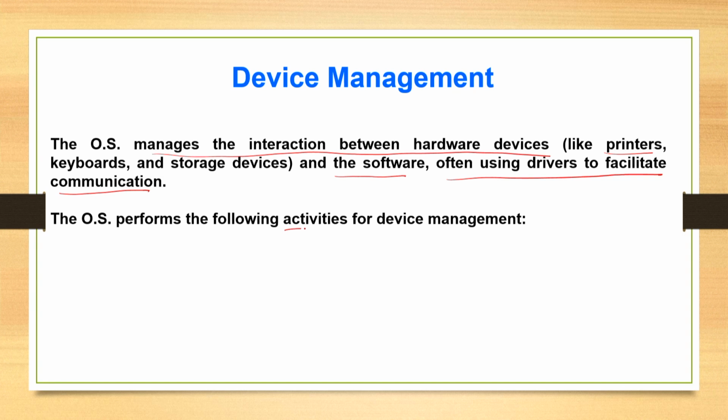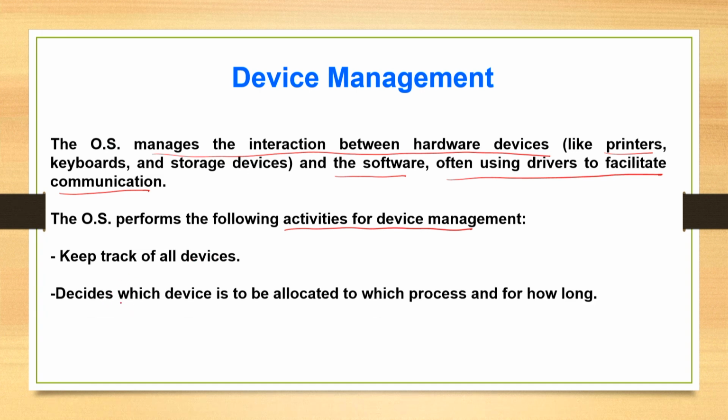So what are the activities for device management? These are the activities done by the operating system. First, it will keep track of all the devices which are attached to the given system. Then it decides which device is to be allocated to which process and for how long.